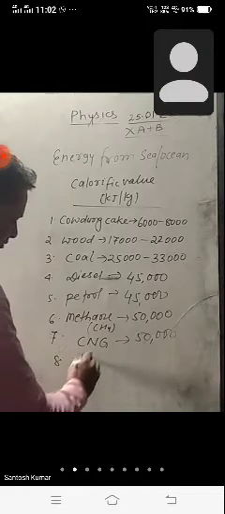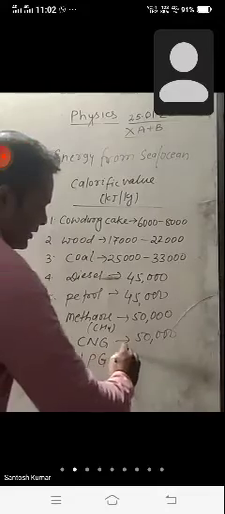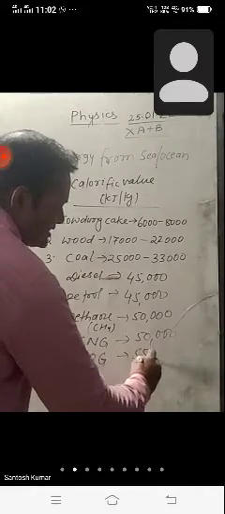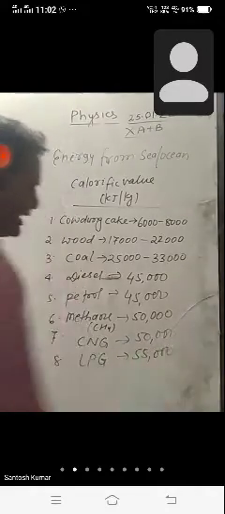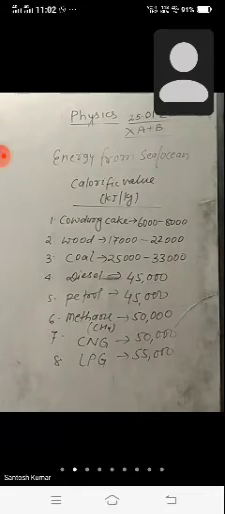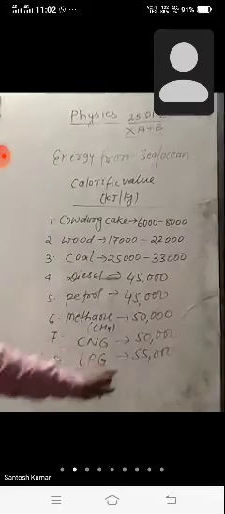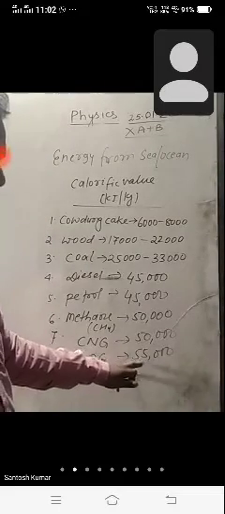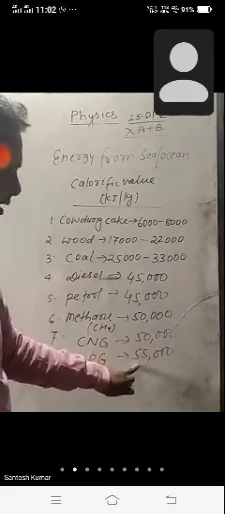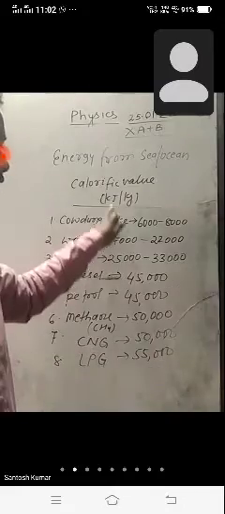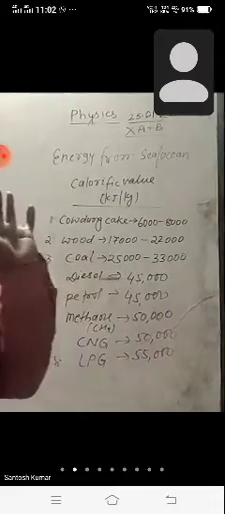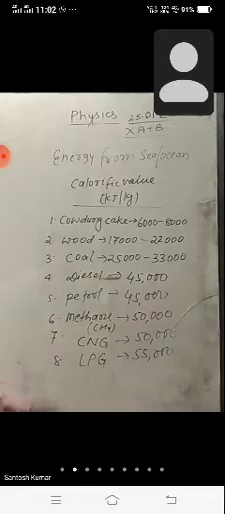Now you can come to the point LPG, liquefied petroleum gas. This is about 55,000 kilojoule per kg. 1 kg of LPG provides us approximately 55,000 kilojoule of energy. So these are the common fuels which we have been using.